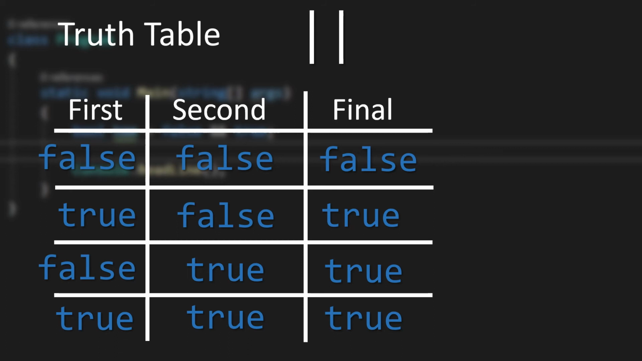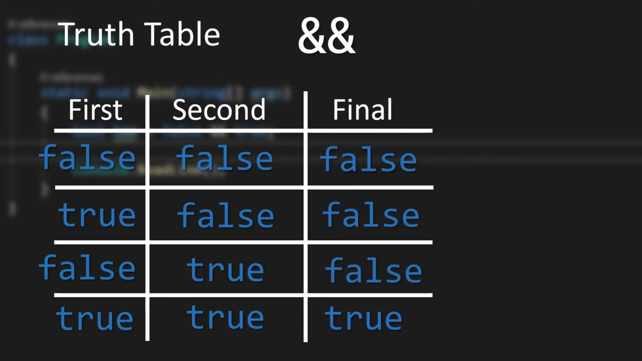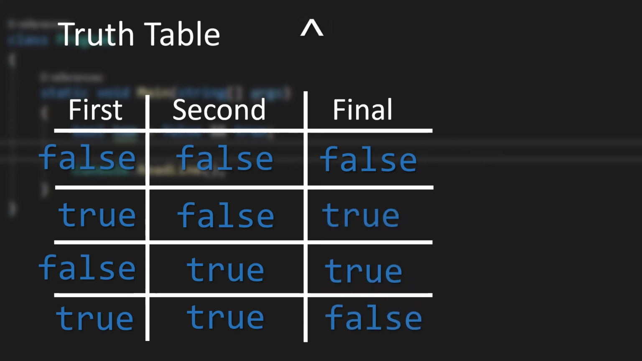A truth table is exactly what I'm showing you right now. It's a table that has a list of all of the possible inputs and then the output you would get for each of them. So here's a truth table for the boolean AND operator as well. And here's one for the XOR operator.